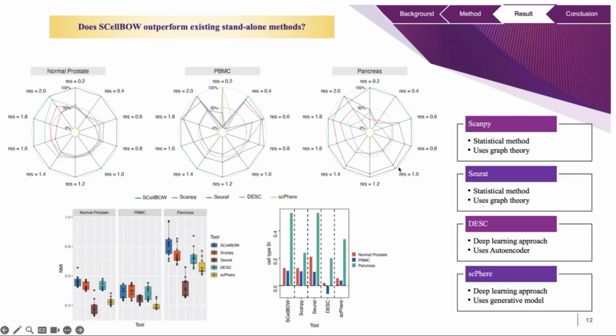Then we did the same experiment and calculated the NMI instead of ARI. Here I did it across different resolutions and took the average of it. So here you can see the median of the NMI is highest in the case of normal prostate for SCellBOW. And even for PBMC, and we can see the same trend in pancreas. And then when we calculate the cell type silhouette index, that is, how well it can characterize the different cell types, we can see that SCellBOW has outperformed the rest of the tools.